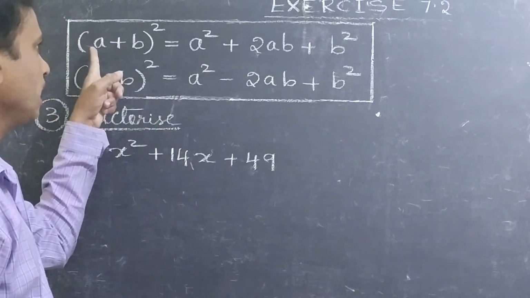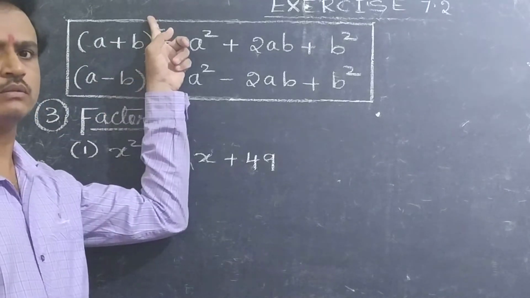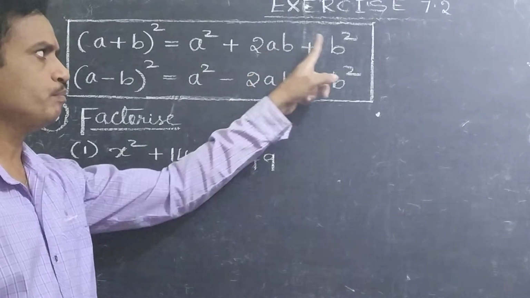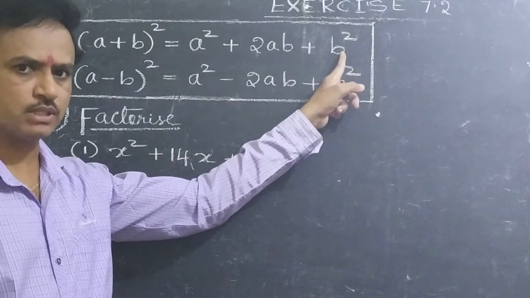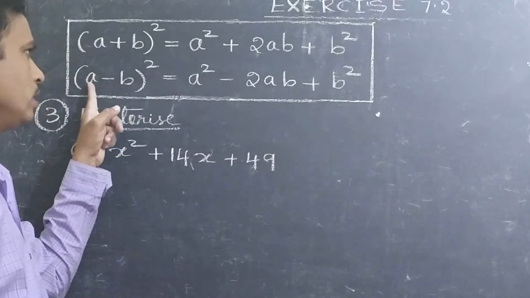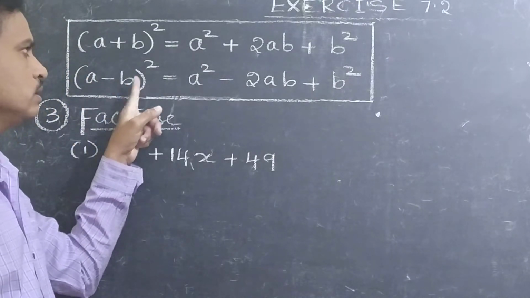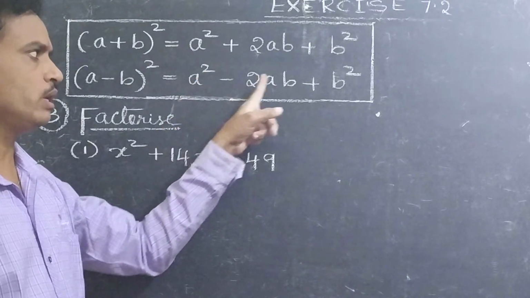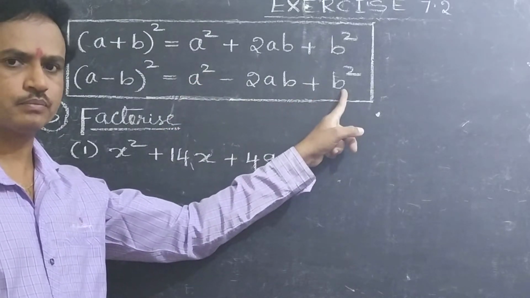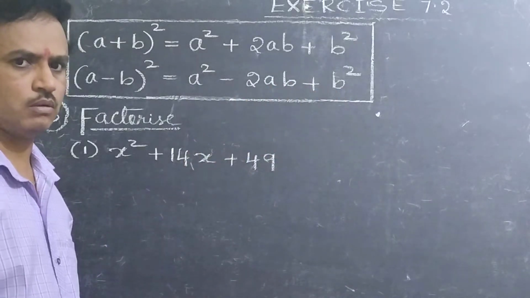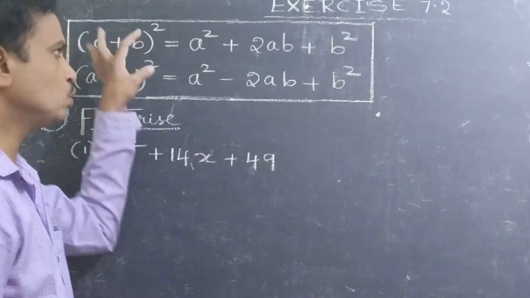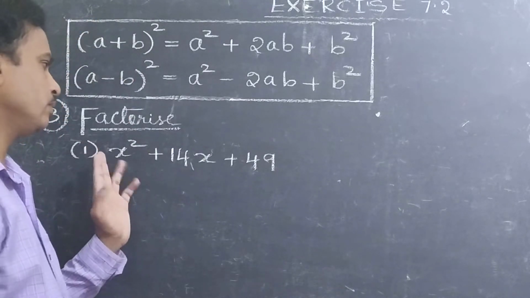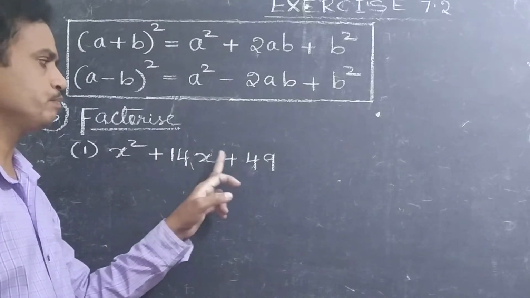The two identities: a plus b the whole square is equal to a square plus 2ab plus b square. This is the first identity, and one more: a minus b the whole square is equal to a square minus 2ab plus b square. To solve all these factors, we need these two identities. Okay. Now here the question is given: x square plus 14x plus 49.